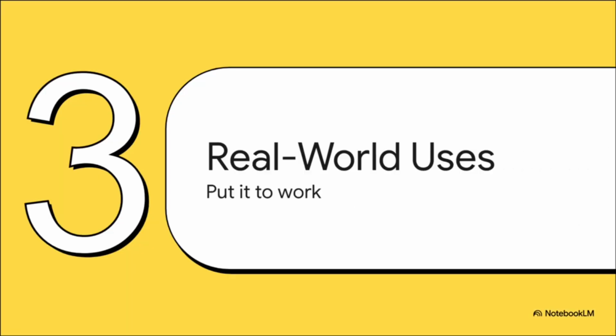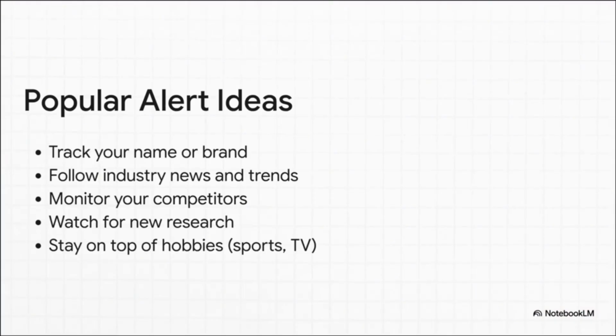Okay, this is all great, but let's talk about how this actually works in the real world. You've got the tool, you know how to tweak it, but what should you really be tracking? This is where Google Alerts goes from just a neat trick to a tool you can't live without. I mean, the possibilities are pretty much endless. You can monitor your own online reputation or your company's brand. You can stay way ahead of the curve by tracking industry trends without lifting a finger. You could even keep an eye on what your competitors are up to, follow new academic research, or just get the latest news on your favorite sports team. It's just as powerful for your career as it is for your hobbies.